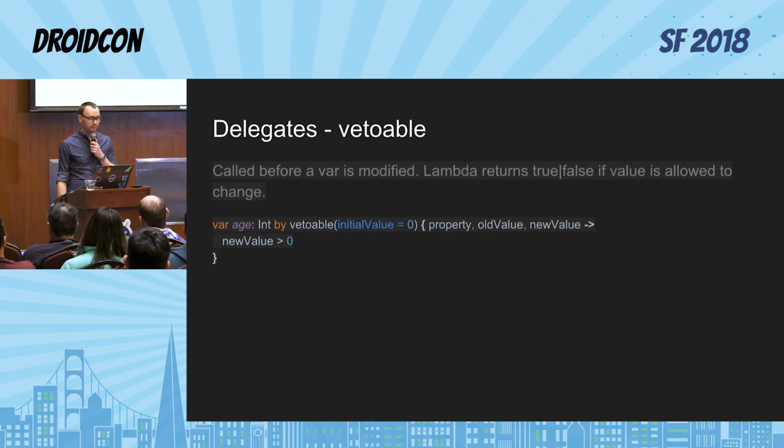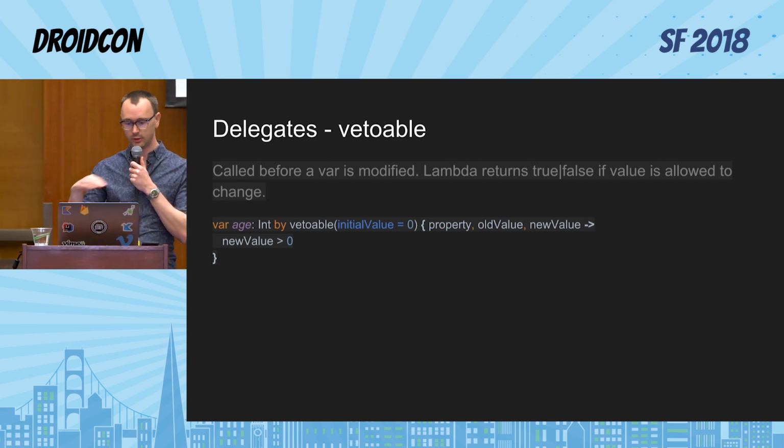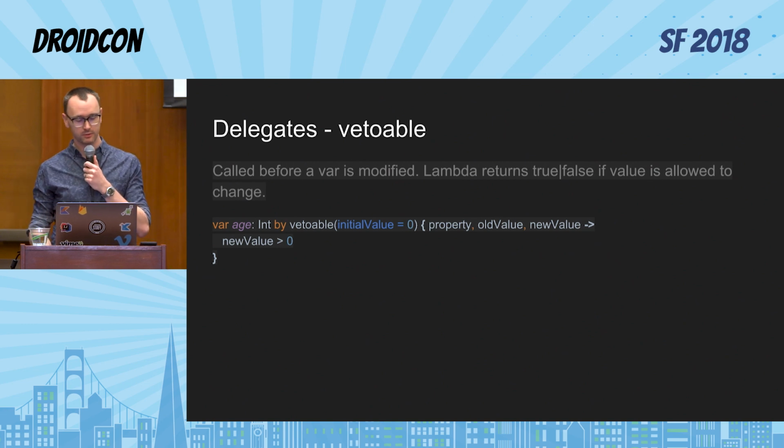Vetoable has the exact same method signature, except the difference is that if that lambda returns false, the value actually won't change. So this is a good way to make a little thing so that if you're outside of any sort of bounds, your values won't change if they shouldn't.